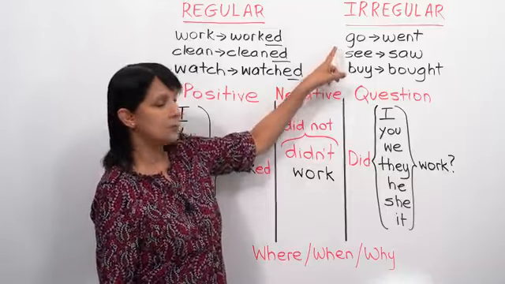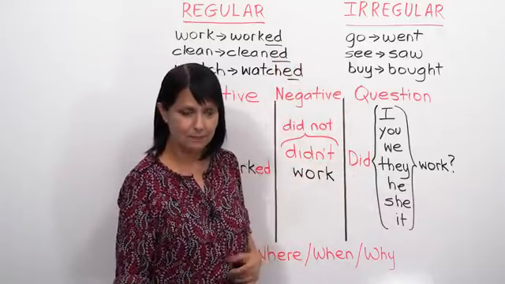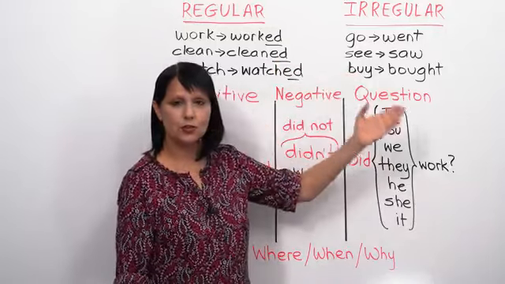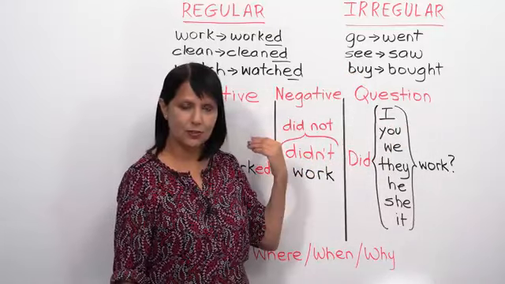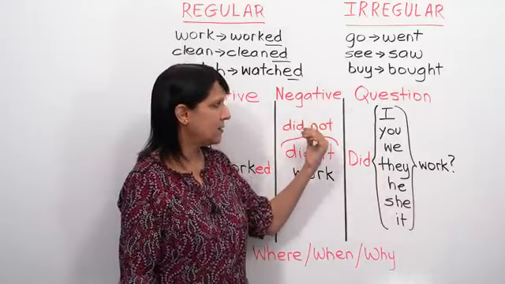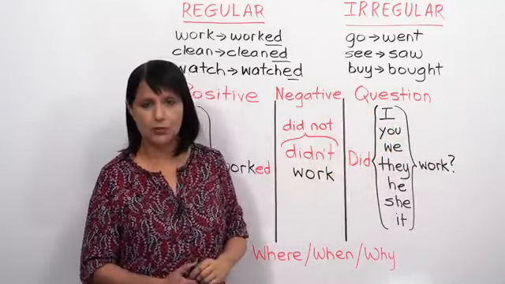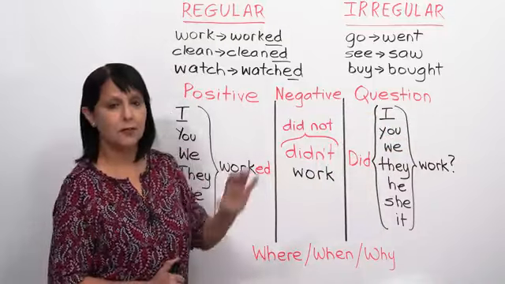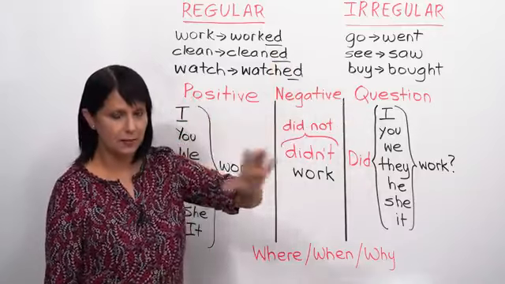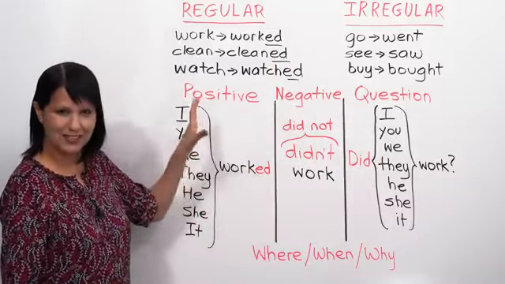So let's look at the verb go. In the past, it becomes went. Completely different. See becomes saw. I see today, I saw yesterday. Buy becomes bought. So those are just some examples of the irregular ones, okay? There are many more, and we're going to look at exactly how that works a little bit later. But for now, let's start with the regular verbs, okay?